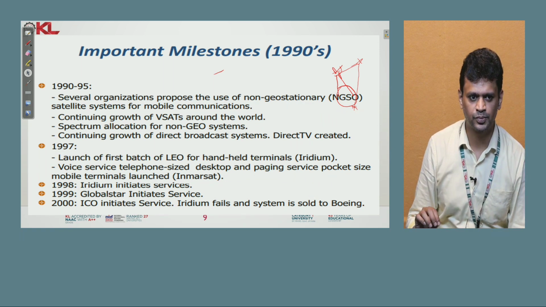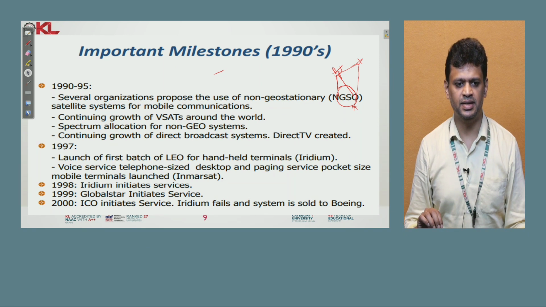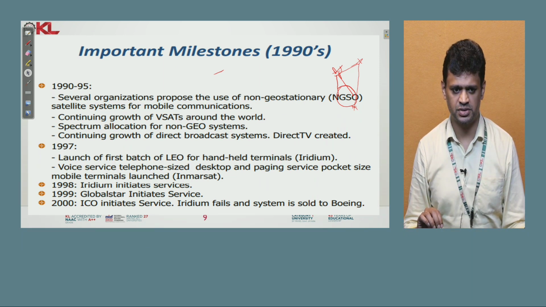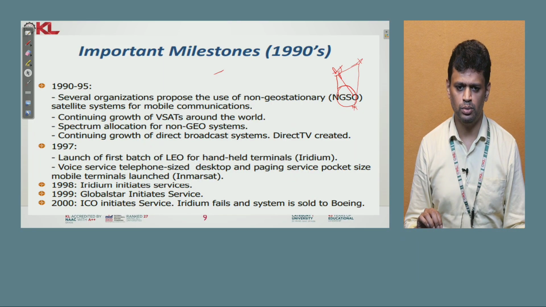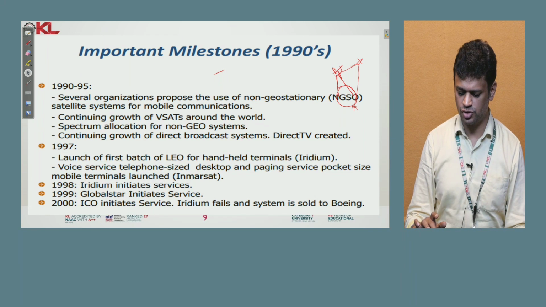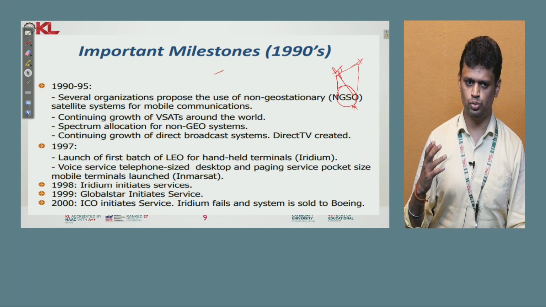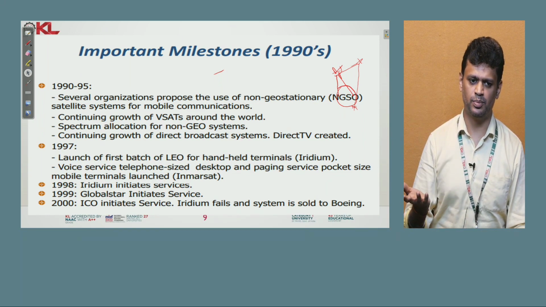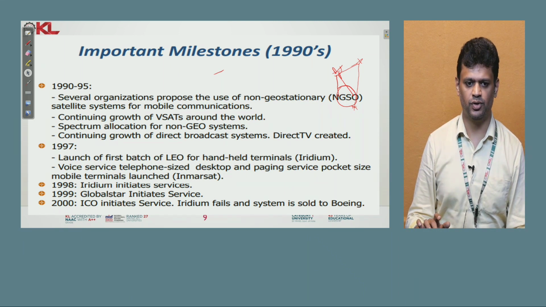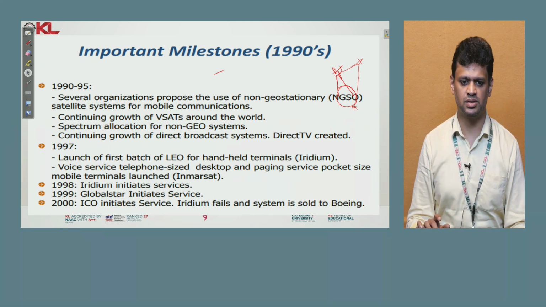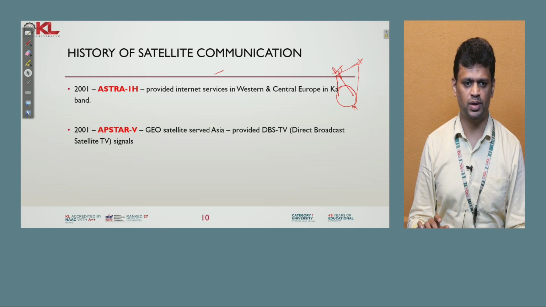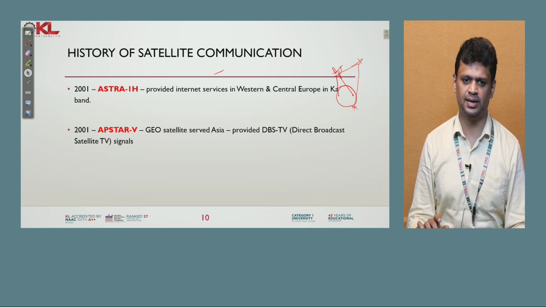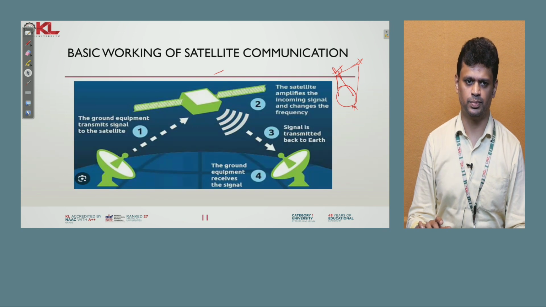So in 1995 it was first proposed that a satellite be launched in a non-geostationary orbit. Then in 1998 and 1999 Globalstar initiated service, in 2000 ICO initiated service, and the failed Iridium system was sold to Boeing. So basically various companies have launched their own satellites and charge some amount from companies if they want their services. One of those private companies is Globalstar and Iridium. From 2001, Astra 1H was launched, and in 2001 AsiaStar, a geo satellite that served Asia, was used.